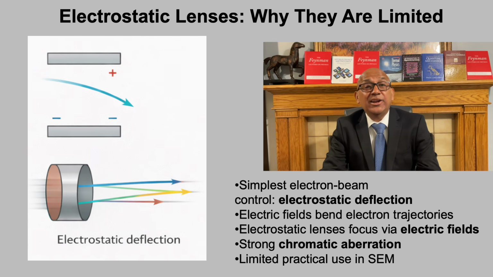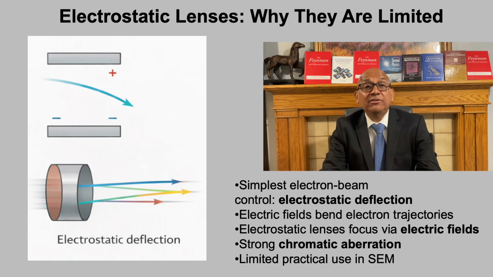Now that you understand that electron trajectories can be controlled using electric and magnetic fields, it is natural to ask what the simplest form of electron focusing might look like. The most basic way to control an electron beam is through electrostatic deflection. When electrons pass through an electric field, they experience a force that bends their trajectories. By shaping these electric fields using electrodes, it is possible not only to deflect electrons but also to focus them, forming what are known as electrostatic lenses.